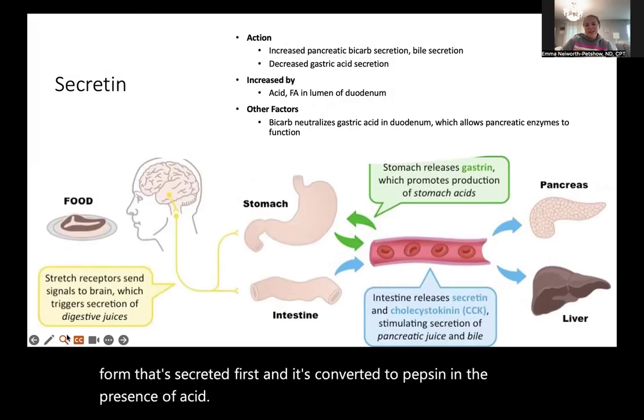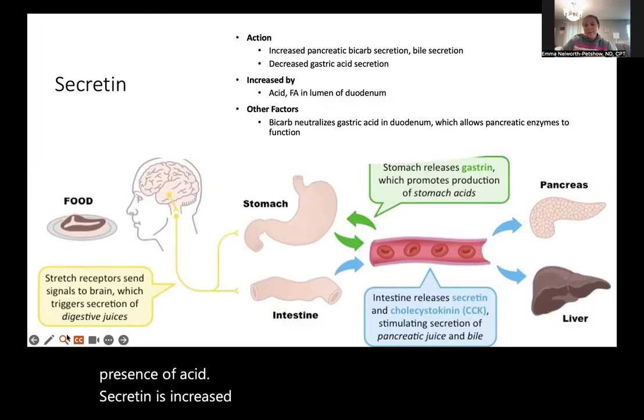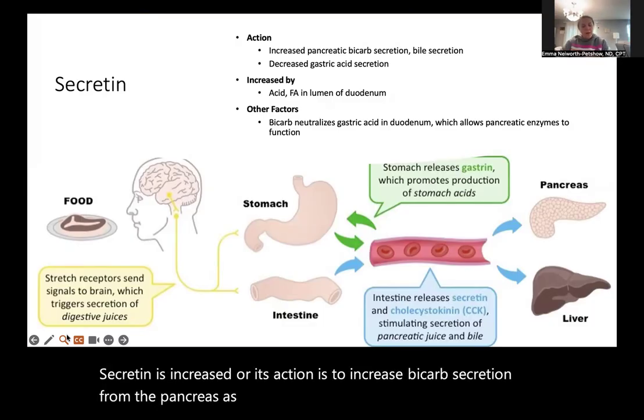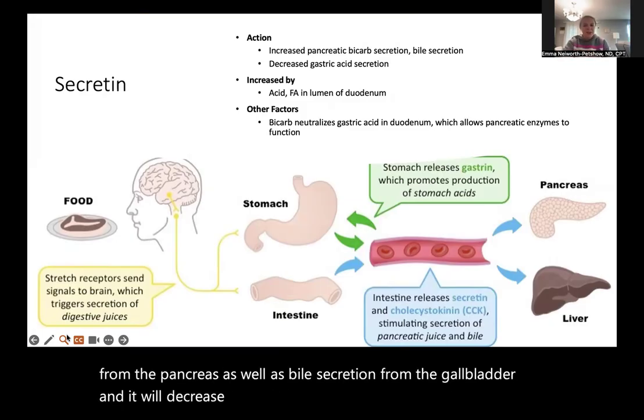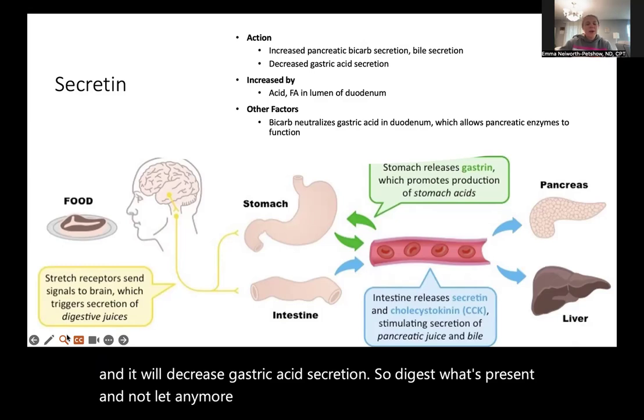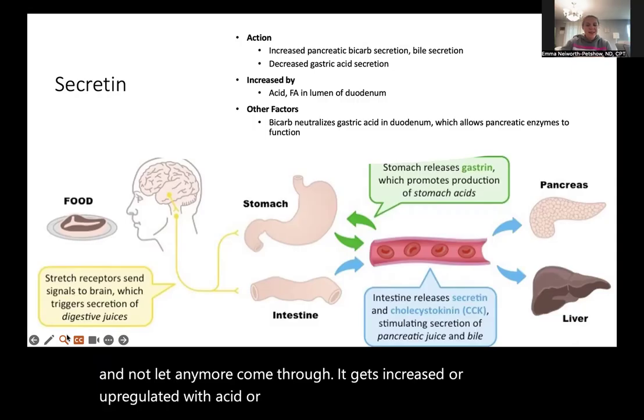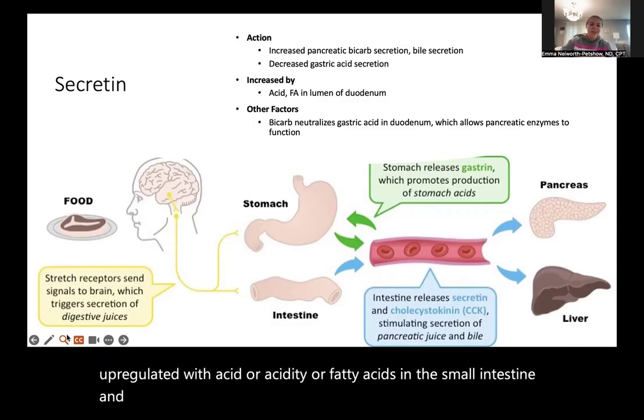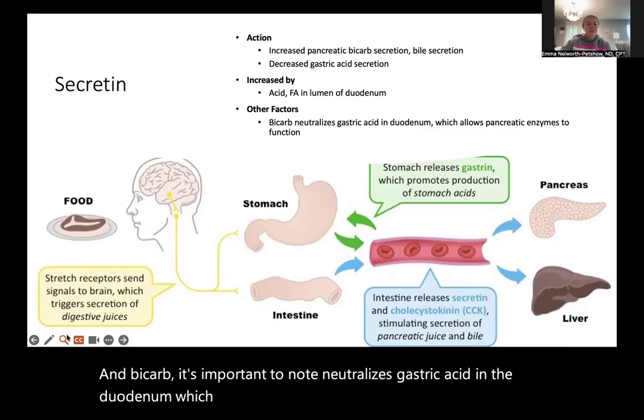Secretin's action is to increase bicarb secretion from the pancreas, as well as bile secretion from the gallbladder, and it will decrease gastric acid secretion, so digest what's present and not let any more come through. It gets upregulated with acid or acidity or fatty acids in the small intestine. And bicarb, it's important to note, neutralizes gastric acid in the duodenum, which allows our pancreatic enzymes to function.